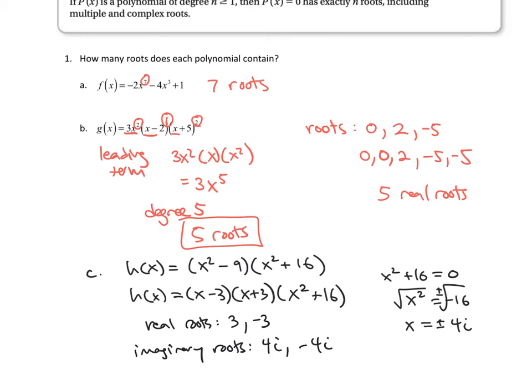So this polynomial would cross the x-axis twice at positive 3 and negative 3, and then it has additionally 2 imaginary roots, which is not a place that it touches the x-axis. But the degree of this polynomial is 4, and when you add up the real roots and the imaginary roots, you get a total of 4 roots.